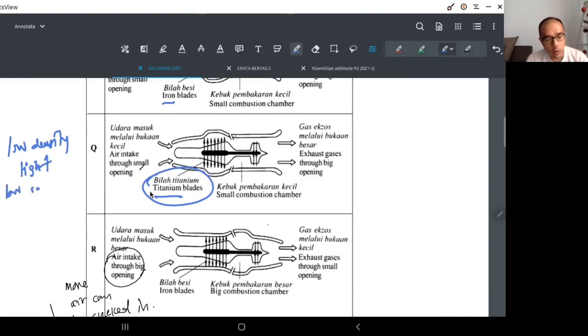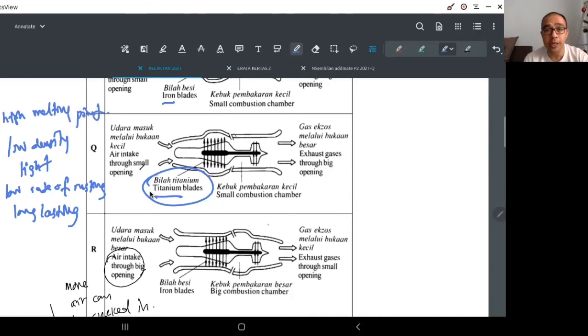Or low rate of rusting. It is hard to rust, because iron is very easy to rust. Or long lasting. Or high melting point. It does not melt easily. There are many answers for this. You can just choose one, or you can put all 5. The most important thing is if you're going to put more than one answer, don't contradict. Don't say low density and then heavy. Because the moment you put contradicting answers in the same space, you are going to get 1 minus 1, which is 0. The wrong cancels the right.